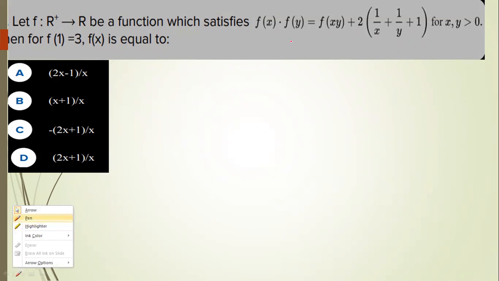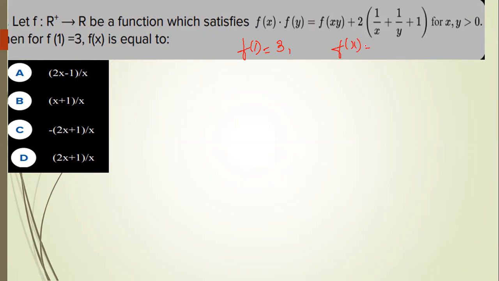f of x into f of y is f of x into y plus 2 into 1 by x plus 1 by y plus 1. Then for f of 1, they have given something. f of 1 is 3. We have to find f of x. We have to find what is the value of f of x. Let me see who will give me the hint. What should we do here?